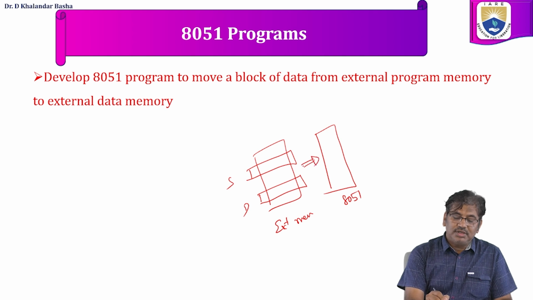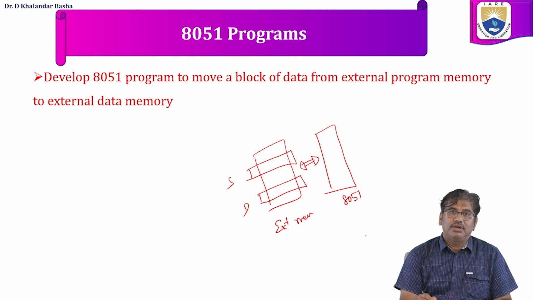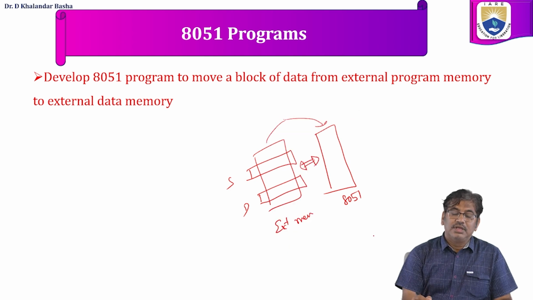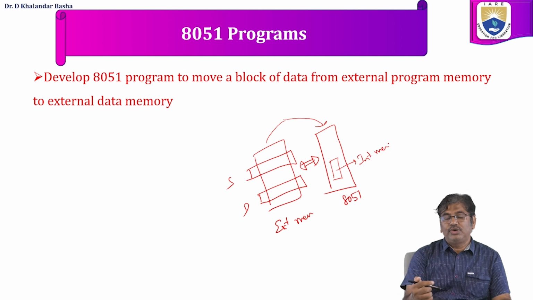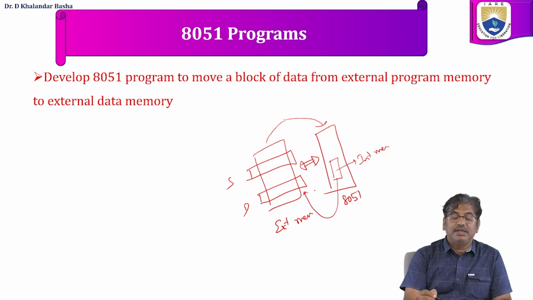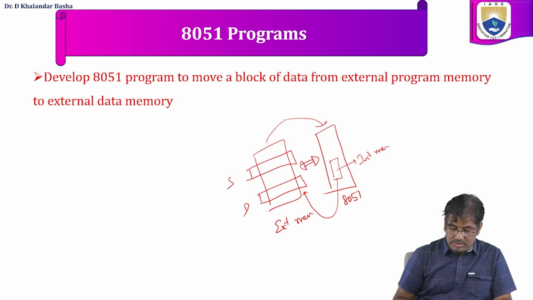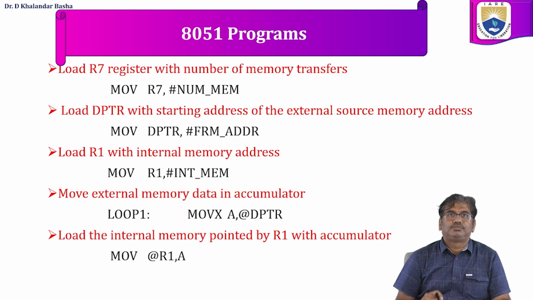Whenever a microprocessor or microcontroller wants to transfer data from memory to memory, the data is first fetched from the external memory to the microcontroller. Then the data which is read will be stored in internal memory. Once the data is copied into internal memory, from the internal memory the data will be stored in the destination location. Now we'll see the programming for this.